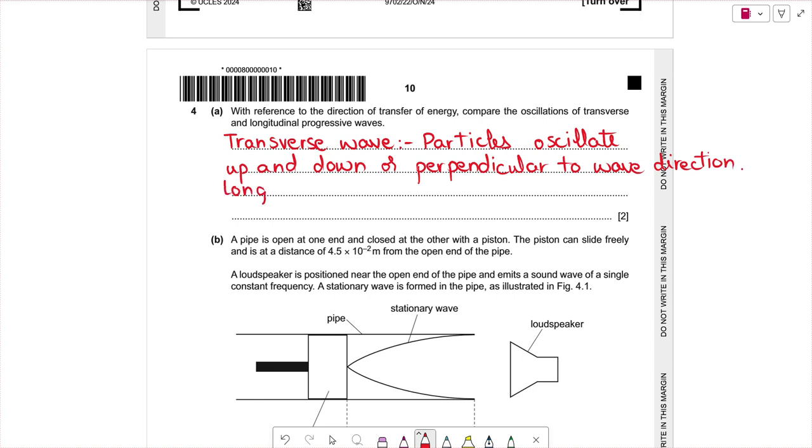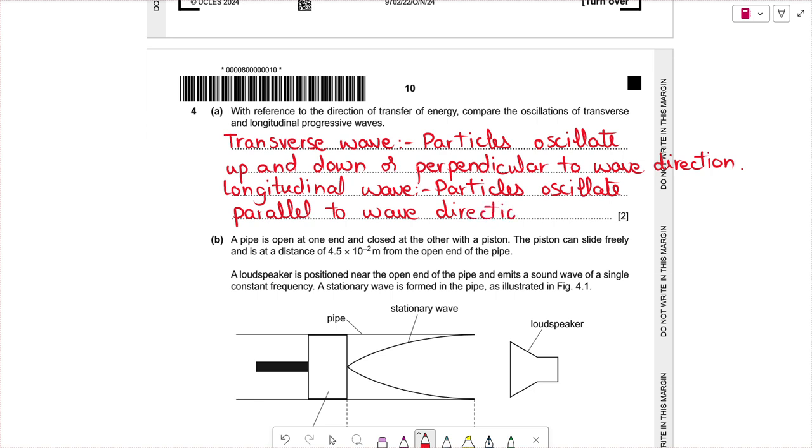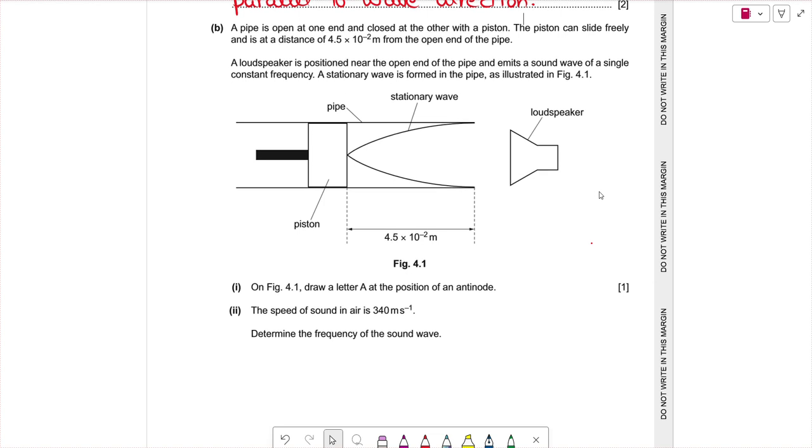Now, for the longitudinal wave, particles vibrate or oscillate left and right, or parallel to the wave direction. So particles oscillate parallel to wave direction. Since we are not allowed to write on this side, on the margin line, you have to be careful about the word limit of your sentence.